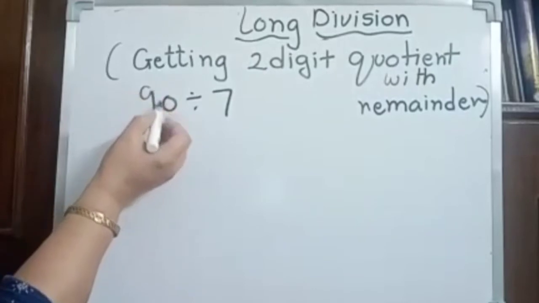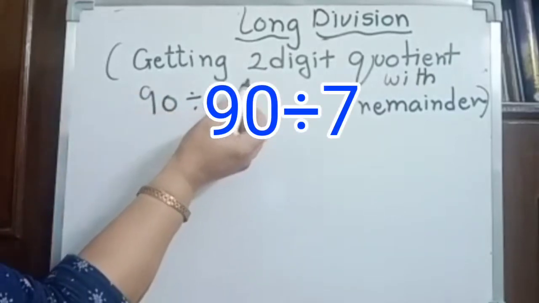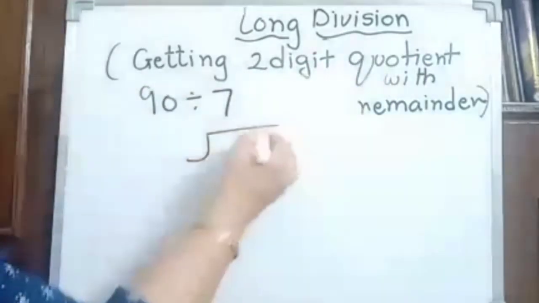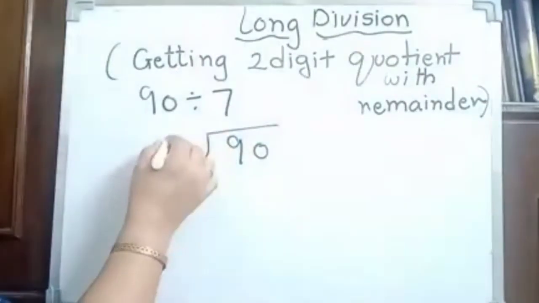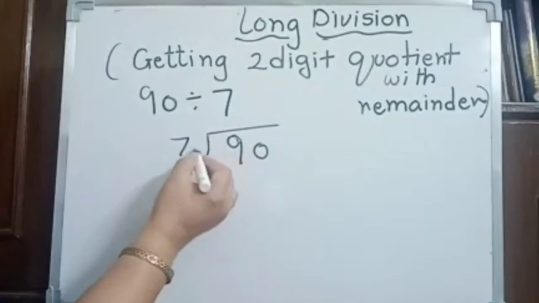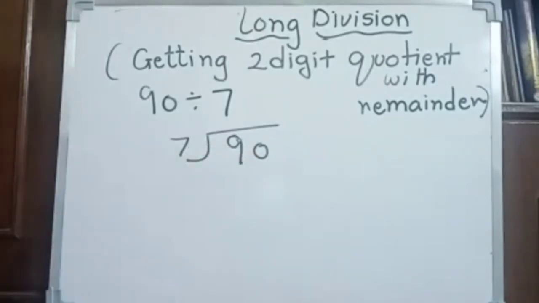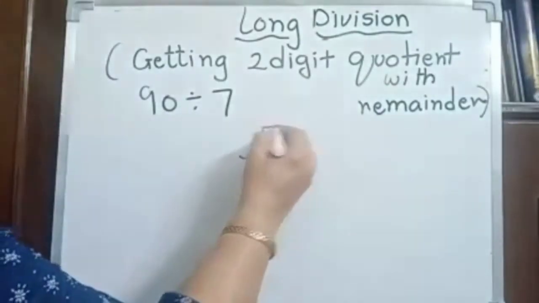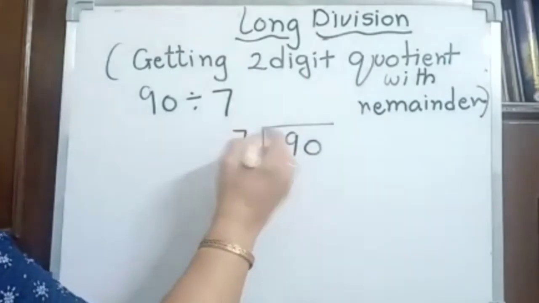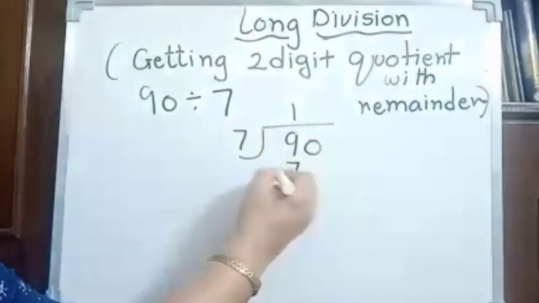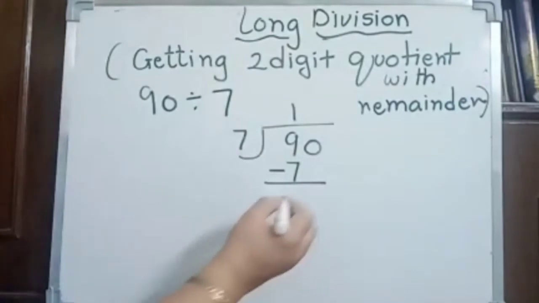Now again we have the next sum, that is 90 divided by 7, getting a 2-digit quotient with remainder. So you have dividend 90, divisor 7. What to do? Go to the very first number close to number 7. Close to number 7. 90. So 7 ones are 7, 7 twos are 14. No, less than 9. 7 ones are 7. So 9 minus 7, we have 2.